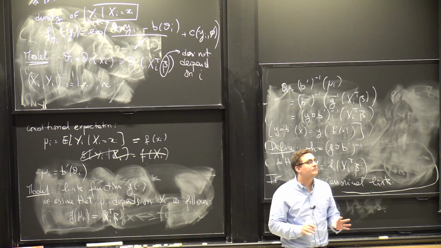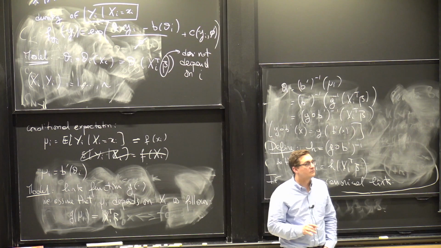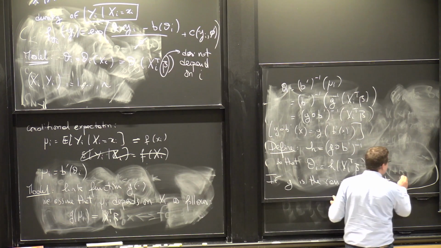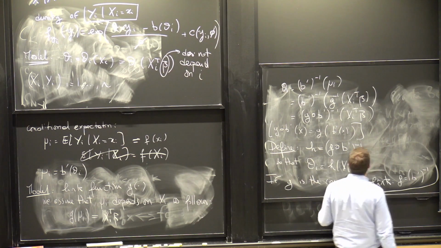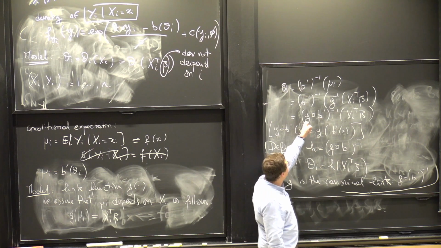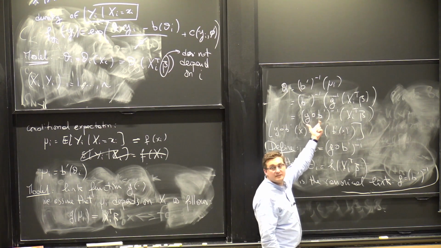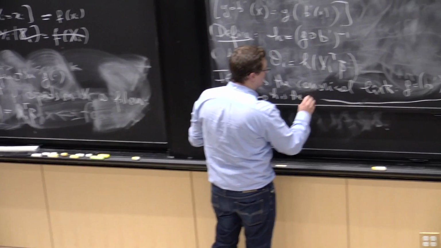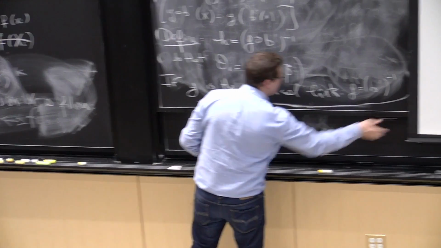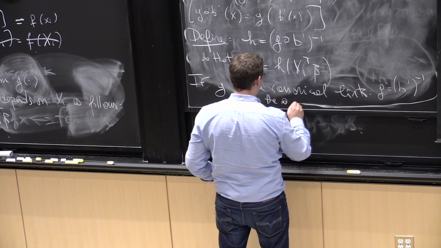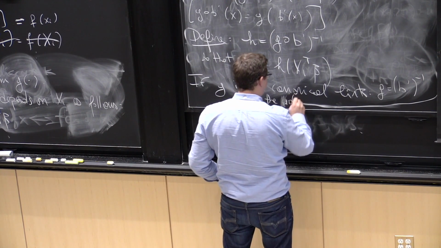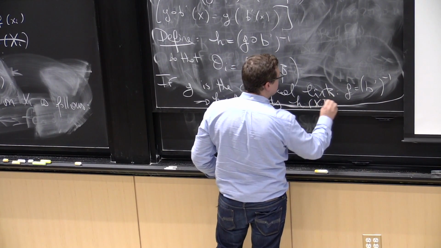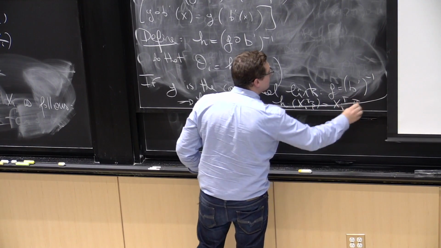B prime inverse, right? So g is equal to b prime inverse, which means that if g is composed with b prime, that means that this is just the identity. So h is the identity. So h of xi transpose beta is simply xi transpose beta.